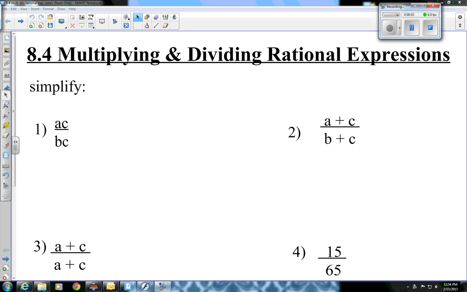We are going to multiply and divide rational expressions. Now, as has been noted, we went from 8.1 to 8.4. The reason we did that is we are getting to the point in our book where we need to make some choices as to what material we cover. It's all good material, it's all important, but we have to choose because we don't want to be in school in July.